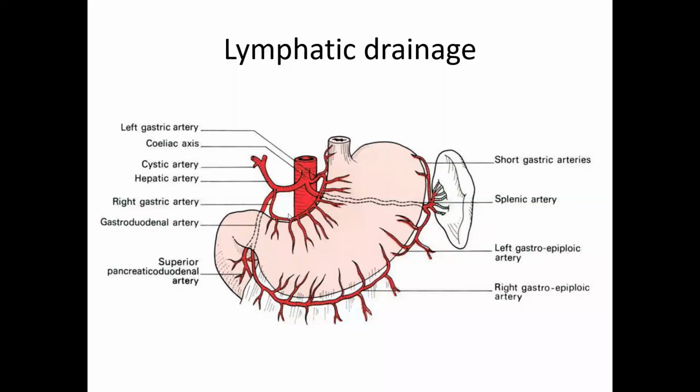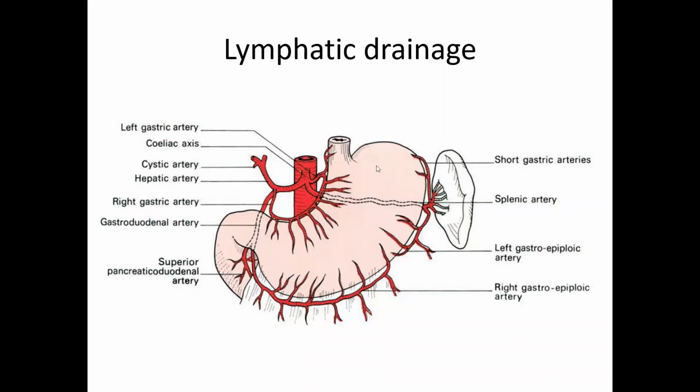Notice also that the lesser curvature arteries are the gastric arteries, the greater curvature arteries are the gastroepiploic arteries. The anastomosis between the gastrics and the gastroepiploics occurs at the 2/3, 1/3 junction of the stomach, 2/3 in favor of gastrics and 1/3 in favor of gastroepiploics. And this anastomosis occurs in the submucosa.